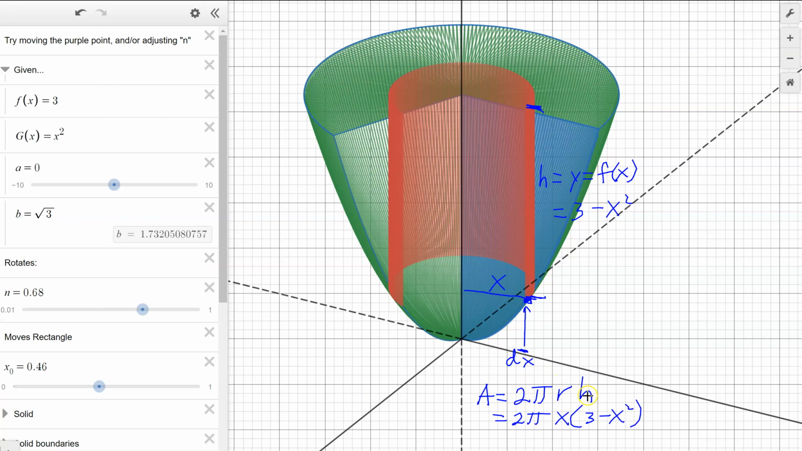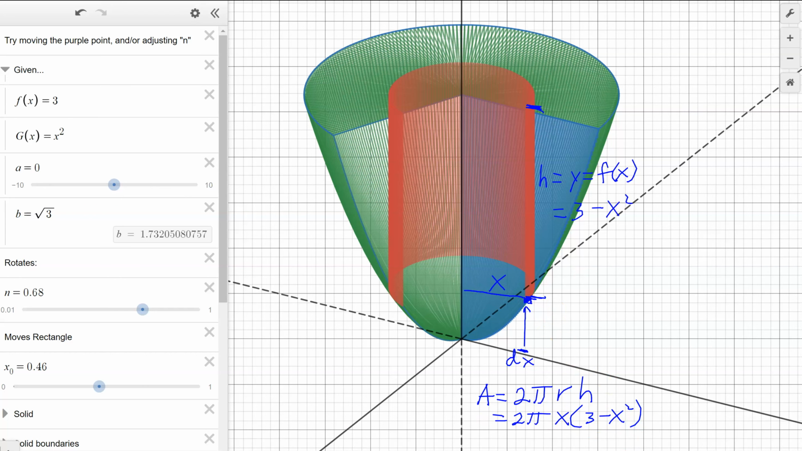So it's 2 pi rh. That's our circumference times the height. And so we end up with 2 pi x and then 3 minus x squared. So we're just plugging in an r and an h each time. You're just figuring out what is the radius, what is the height, and the height is the rectangle itself. So it's just the same thing we've been doing, which is top take away bottom. Goes right in there, and there is our area.